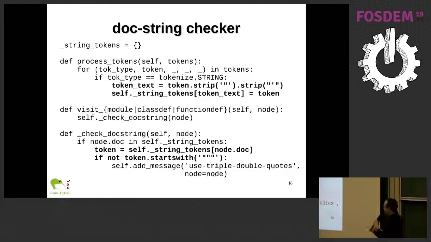Then we implement these astroid-based methods. So when visiting modules, class definitions, and function definitions, we want to inspect the documentation string. And what we basically do is a dictionary lookup. We find this thing in the dictionary, and if it starts with three double quotes, that's fine. Otherwise, we consider it an error and trigger a message for the developer.